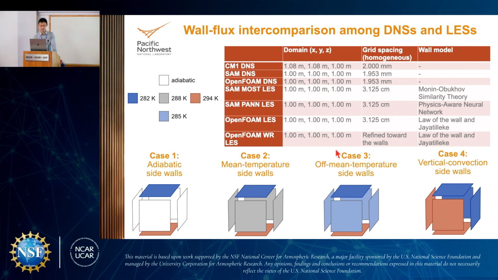The 4 cases are from simple to complex. The first one is with the adiabatic sidewall. The second one is the mean temperature sidewall. The third one is the off mean temperature sidewall, where the sidewall is cooler than the mean of the bottom and top. And the fourth one is the vertical convection, where we have 2 sidewalls as warm as the bottom, and 2 as cold as the top.